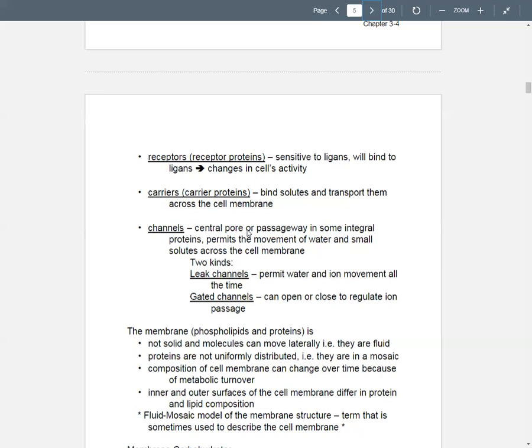The proteins aren't distributed evenly, so it's mosaic. Anybody see mosaic tile, where you take lots of different tiles and mix them together? It's the same concept. So it's a fluid mosaic model. That's the way we describe the cell membrane. Your cell membrane composition can change based on reactions that happen or metabolic turnover. The inside surface and the outside surface of the membrane don't have to have the same protein composition or lipid composition. They can be very different.